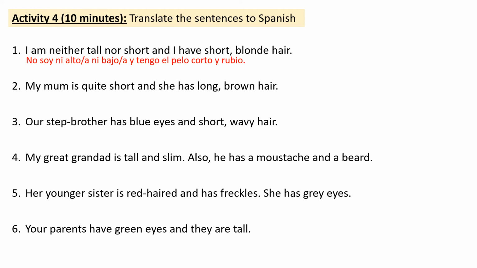So you see in English, we say short blonde hair all together, long brown hair, etc. In Spanish, you would have to say, tengo el pelo corto y rubio. So literally, I have short and blonde hair. You have to put an and there in Spanish. So that's something to bear in mind when you're translating. So chicos, please pause the video now and complete these translations, writing both the English and the Spanish.